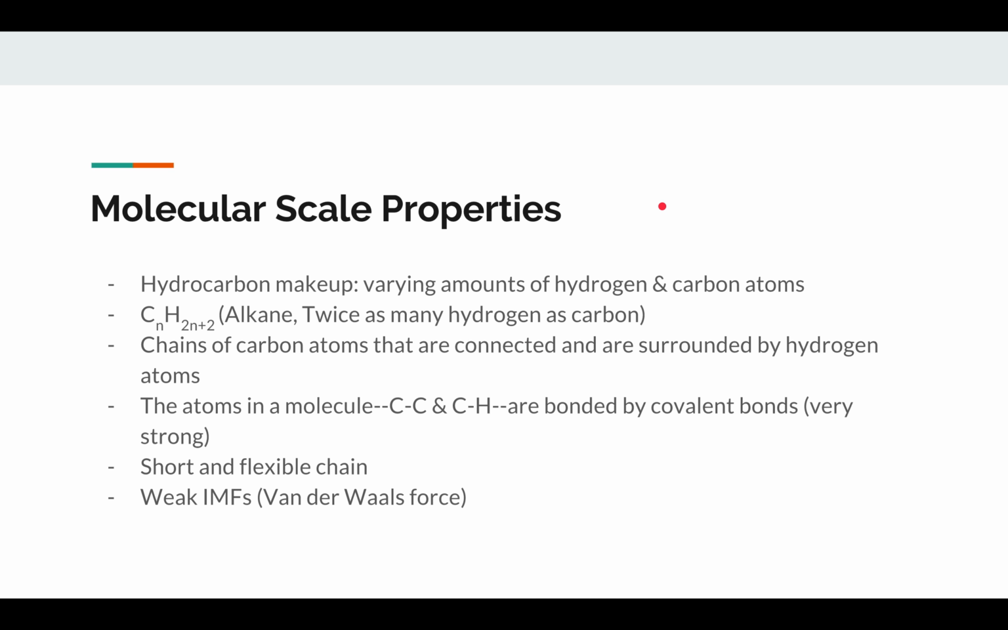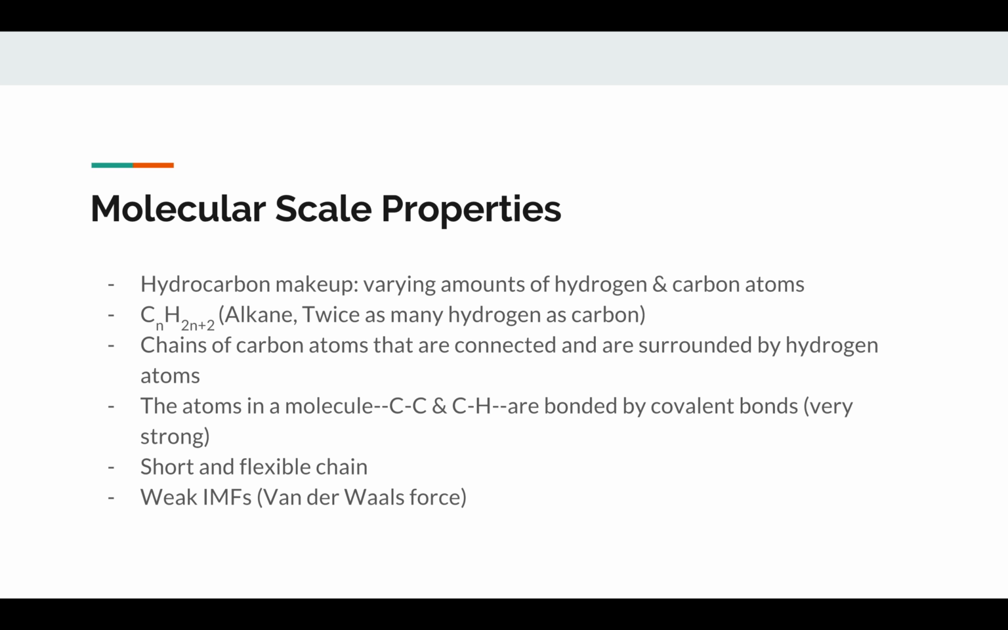My molecular scale properties are, so paraffin wax consists of a hydrocarbon makeup, which means that there's varying amounts of hydrogen and carbon atoms present in the molecule, and you can look at this equation CnH2n+2 as reference. It's an alkane, and the most relevant information that you need to get from it is that there's twice as many hydrogen as carbon.